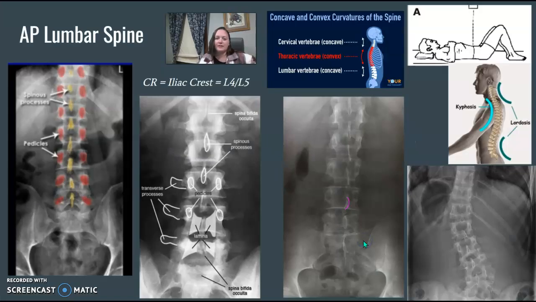Hello everyone, I just wanted to help a couple people with understanding a little bit about lumbar spine and what to look for and how to know if it's not correct. So just some quick notes about AP lumbar spine.